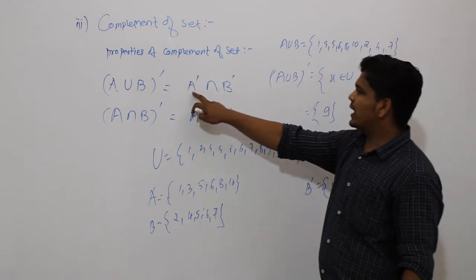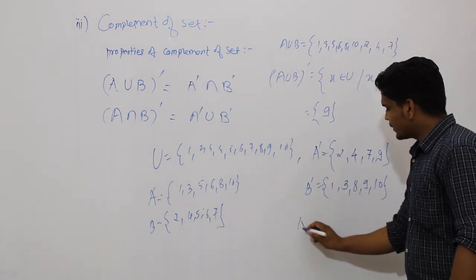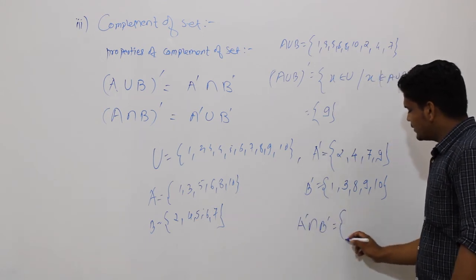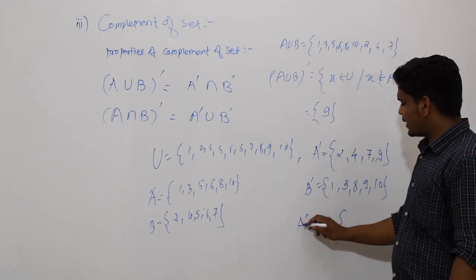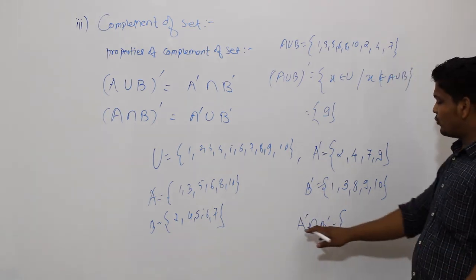Now what do I have to take? A complement intersection B complement. Okay, what will it be? A complement intersection B complement is nothing but elements of A dash and elements of B dash, meaning the common elements of A dash and B dash.